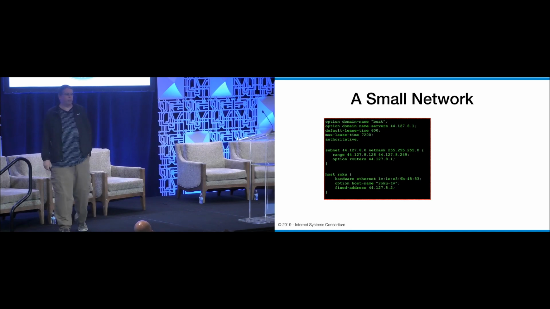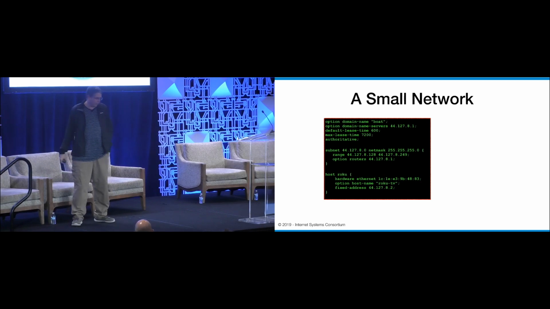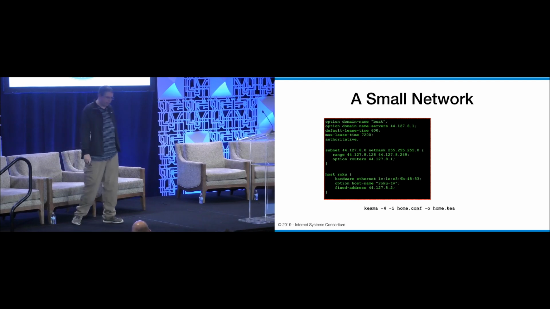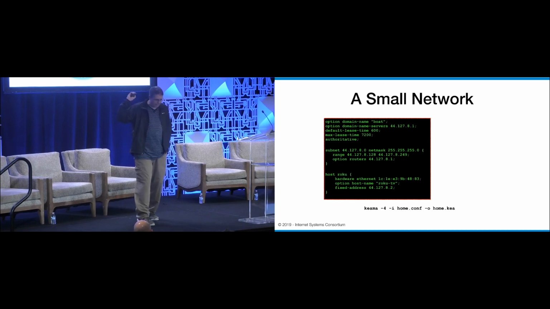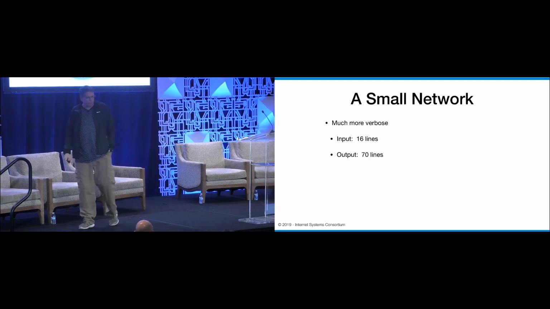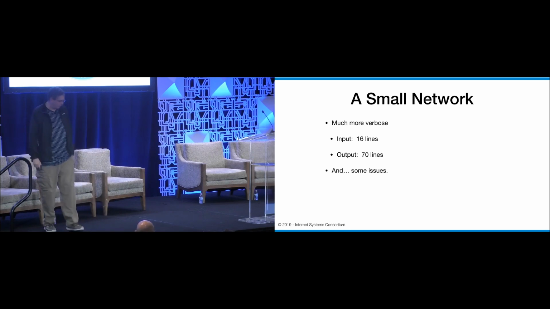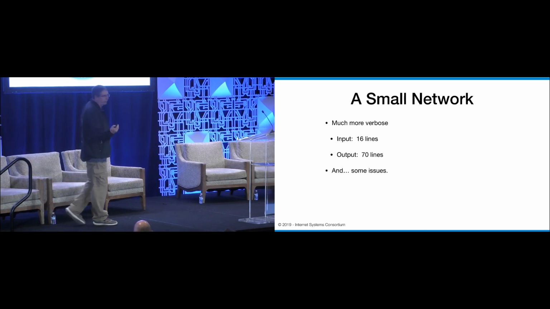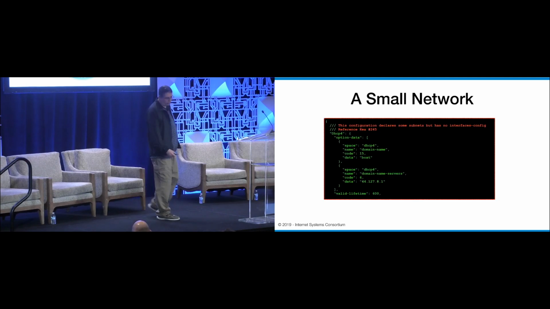So here's a very, very simple ISC DHCP configuration file. We see one defined subnet, we see one defined host, and a couple of little options. If I run kea-ma -4 -i home.conf -o home.kea, it's going to produce a much more verbose file. The input is 16 lines, the output is 70, and it's going to provide us with some samples of issues that are going to occur.